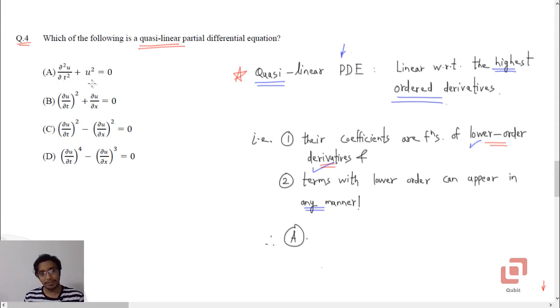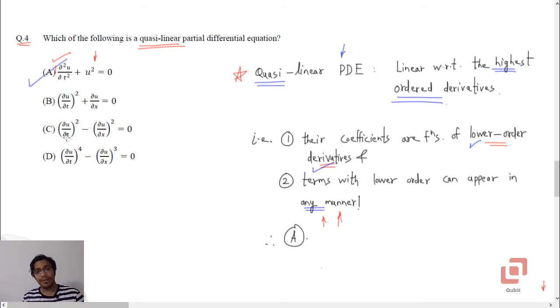Now let us start checking which one of them is a quasi-linear partial differential equation, starting with option 1. What is the coefficient of d2u by dt squared? It is 1. Okay, so that's fine. Now if you go to the second term, due to the second power of u, we cannot definitely call it a linear partial differential equation, but this is definitely quasi-linear. Why? Because as far as the highest order derivative is concerned, it is linear. The other terms can appear in any manner. So option A fits our definition, so it is option A.